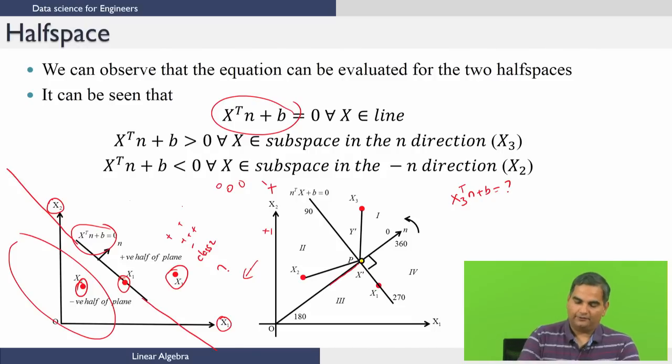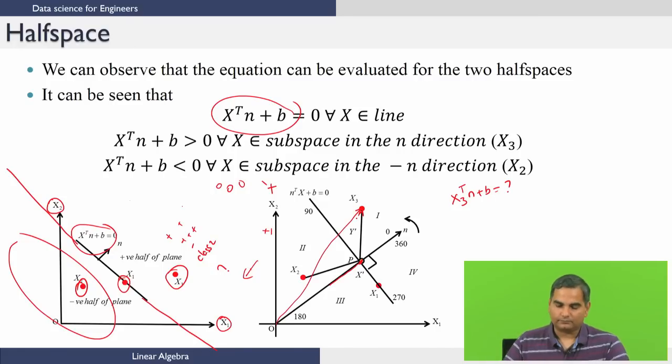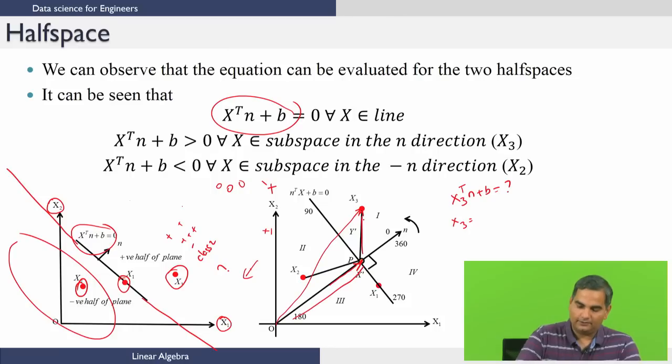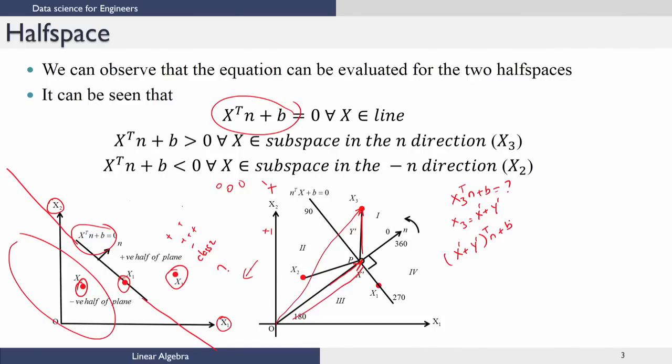Notice in this picture, I have defined a new point x prime on the line, and I have another vector which goes from x prime to x3. Now, x3 is the vector that goes from here to here. From vector addition, we know that I can write x3 as x prime plus y prime. So, I am going to simply substitute this into the equation and see what happens. I am going to have x prime plus y prime transpose n plus b. This is what I want to evaluate.